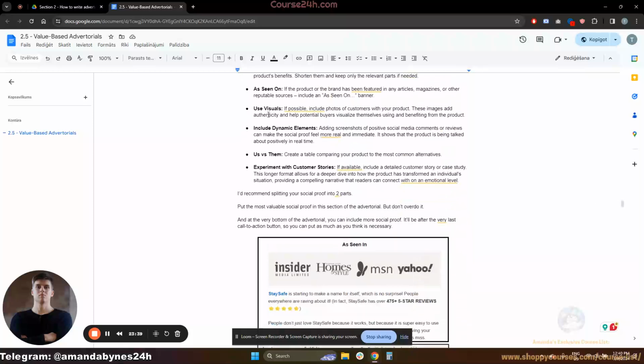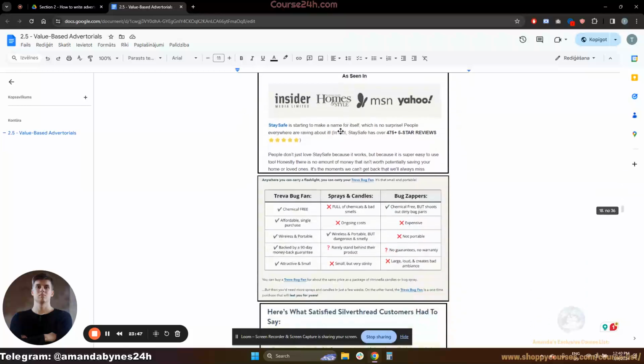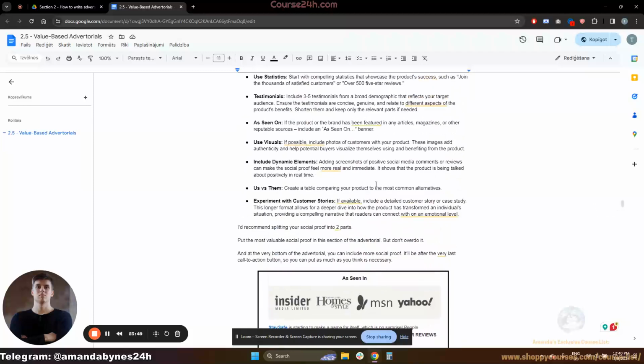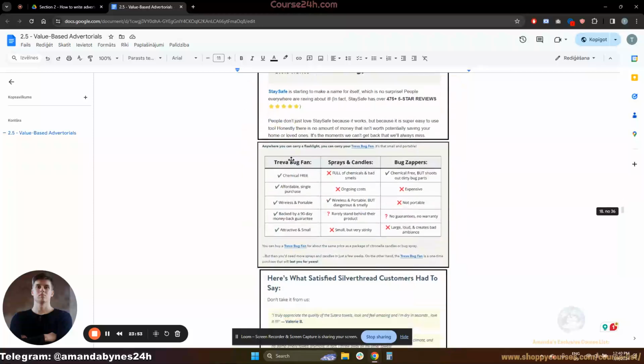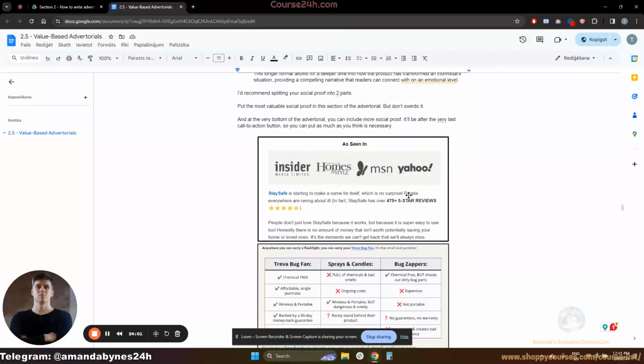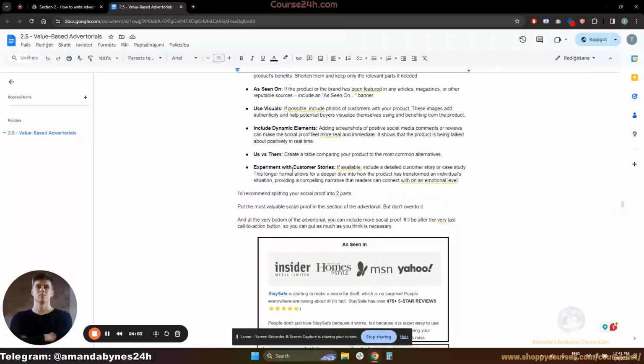And use visuals, use photos of customers with your product, use GIFs if you have any. Maybe you have screenshots of social media comments. You can also include a table like this, showing us versus them, basically your product versus either a competitor or an alternative. Then you can also split test customer stories.